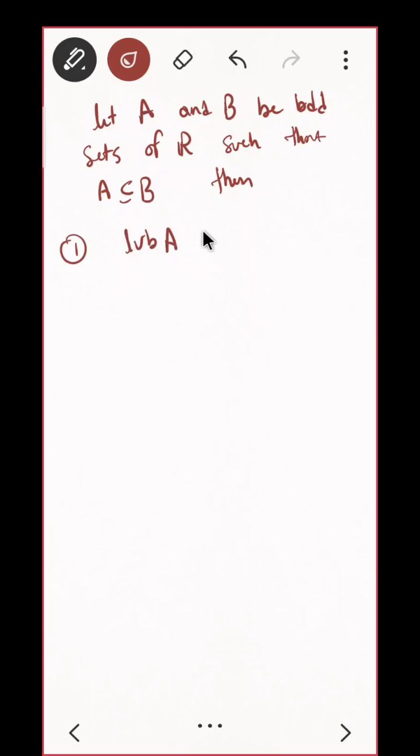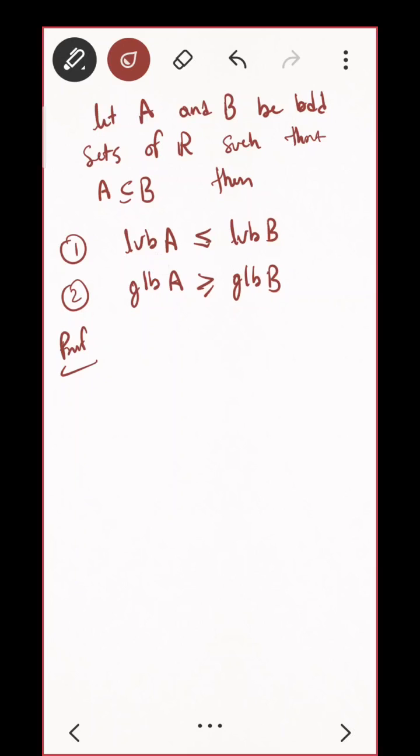I'll use the same LUB notation: LUB of A is less than or equal to LUB of B, and second, GLB of A is greater than or equal to GLB of B. First of all, do you agree? Suppose you are having two sets, A and B, correct? And A is contained in B. You can take an example: suppose A is 1 to 2 and B is -1 to say 7. Do you see A is contained in B?